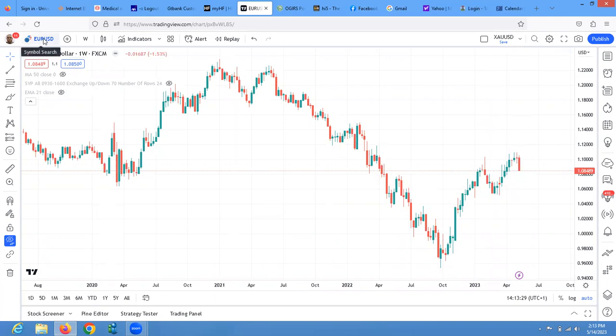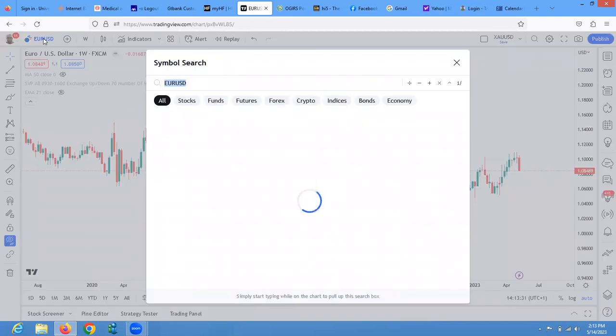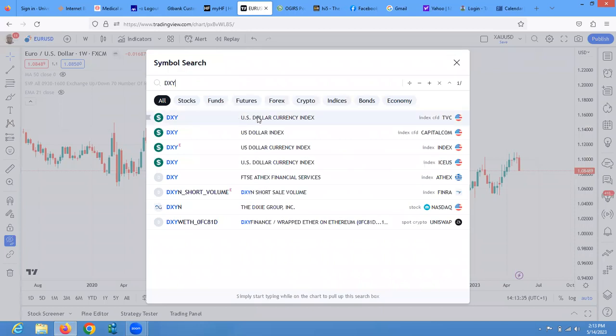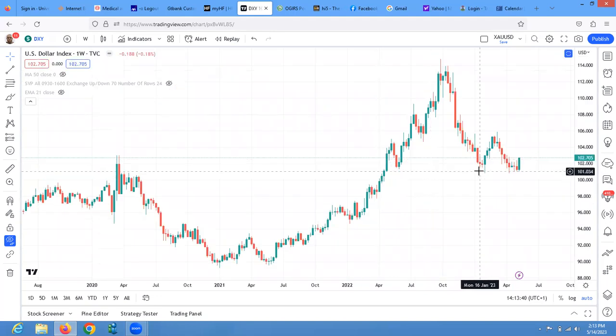Let's look at DXY too. Looking at DXY, you may think that, oh, it's running up. Yeah, looking at DXY, it's almost the same reaction that we saw here, that we also find on the Euro USD. But the truth is that we are still very much bearish.